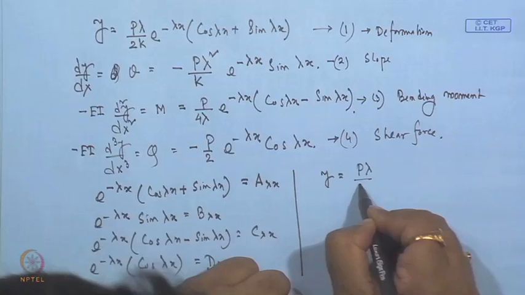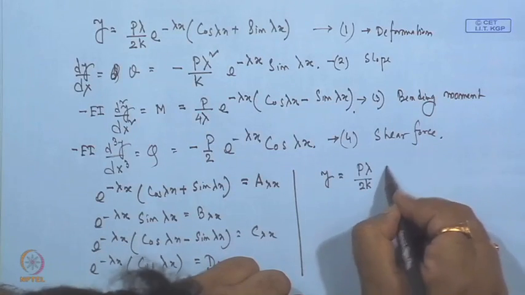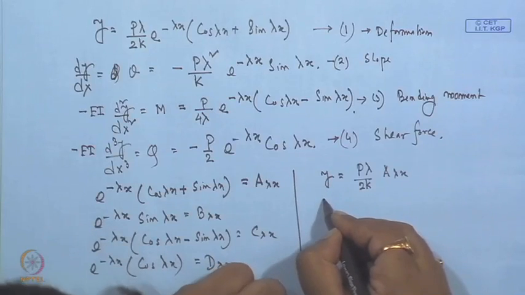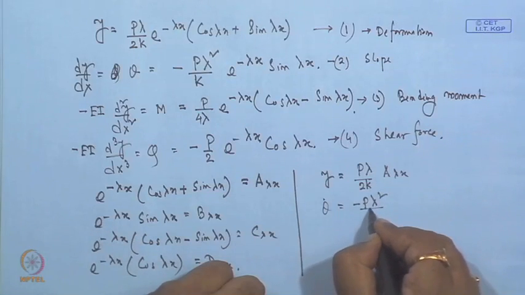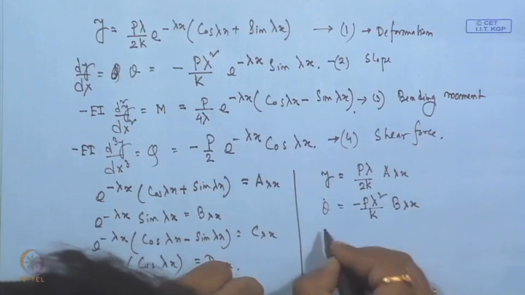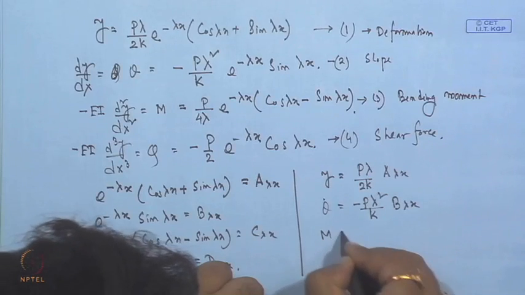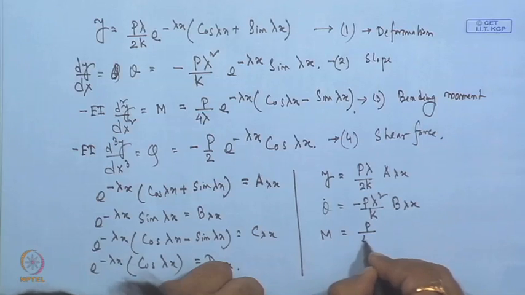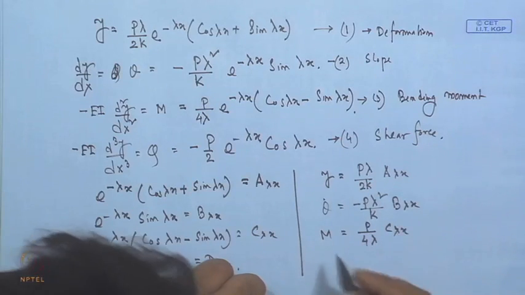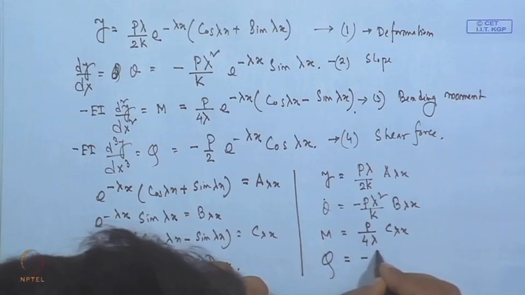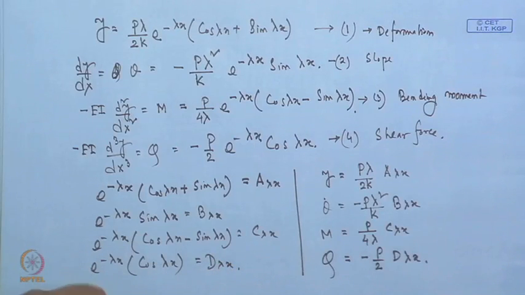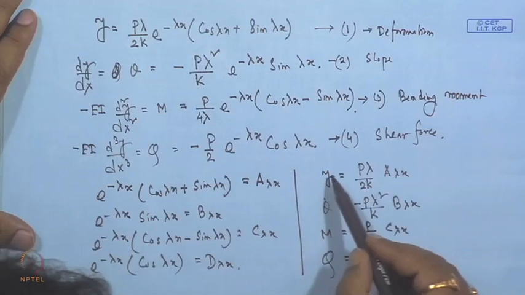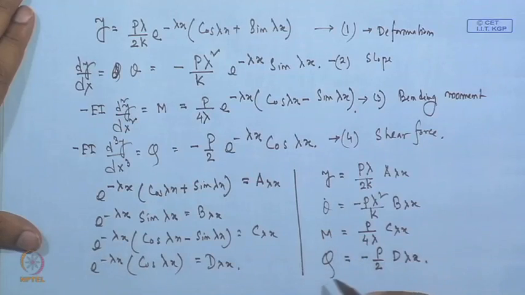P by lambda divided by 2k into A lambda x. Theta will be equal to minus P lambda square divided by k into B lambda x. M will be equal to P by 4 lambda C lambda x, and Q will be equal to minus P by 2 D lambda x. So, these are the expressions of these four quantities: deformation, slope, bending moment and shear force.